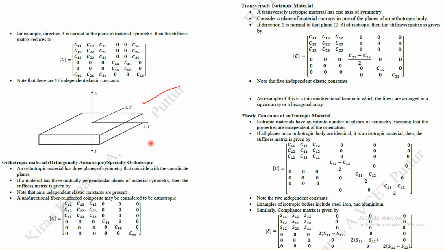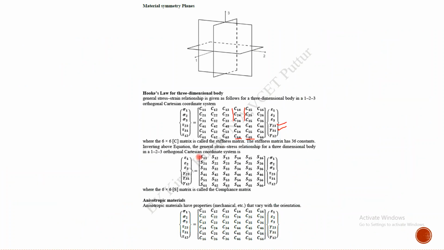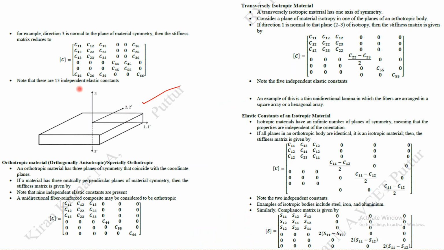So we have reduced the terms from 36 constants to 13 when we go for the anisotropic condition. Next material is the orthotropic material. It is also called orthogonally anisotropic, or another name is specially orthotropic.